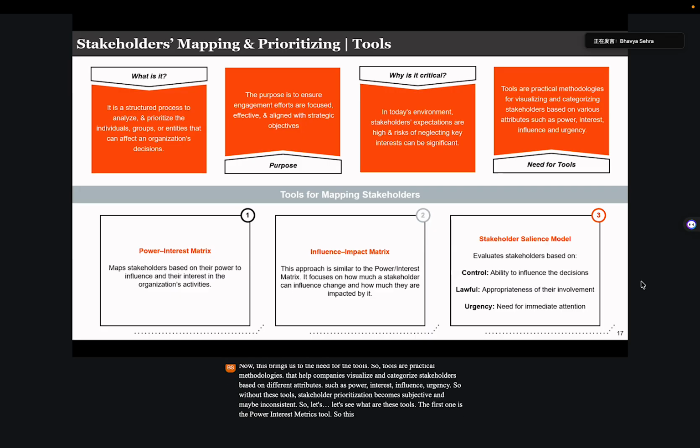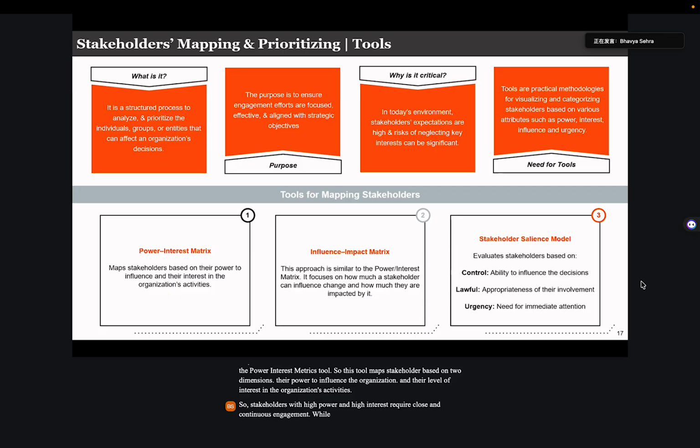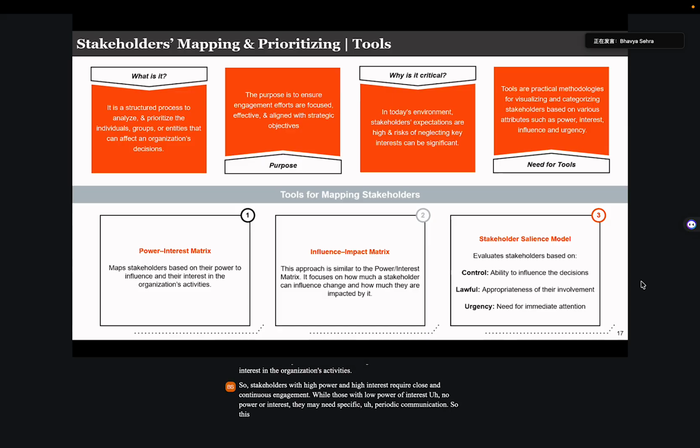This tool maps stakeholders based on two dimensions: their power to influence the organization and their level of interest in the organization's activities. Stakeholders with high power and high interest require close and continuous engagement, while those with low power or interest may need specific periodic communication. So this matrix helps organizations decide how closely each stakeholder needs to be managed.